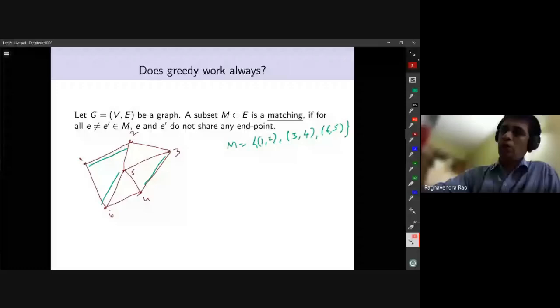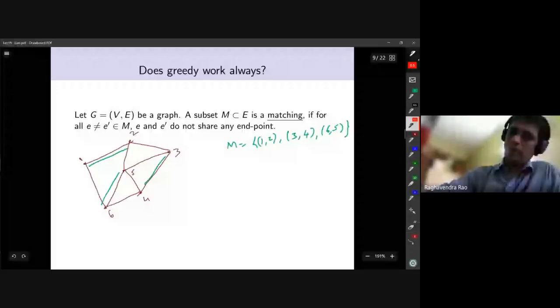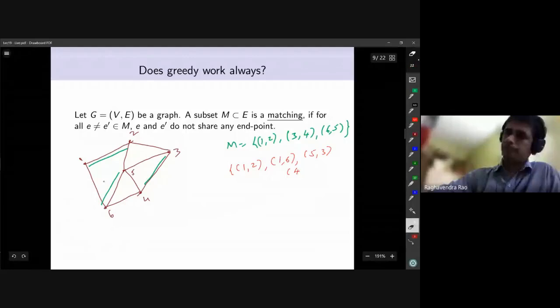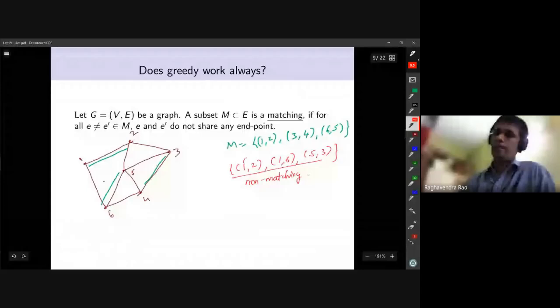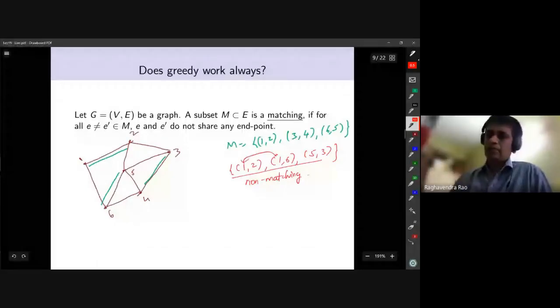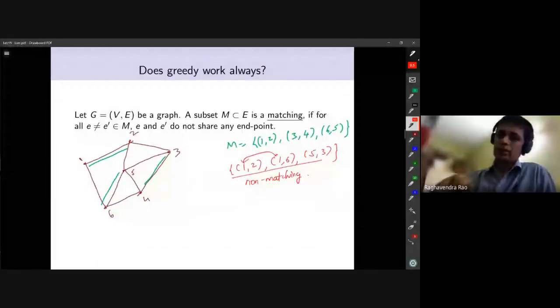A non-matching is the following example. Let's say (1,2), (1,6), (5,3). Yes, let's take this. This is a non-matching because there is a common vertex here. Vertex 1 is common between the two edges.